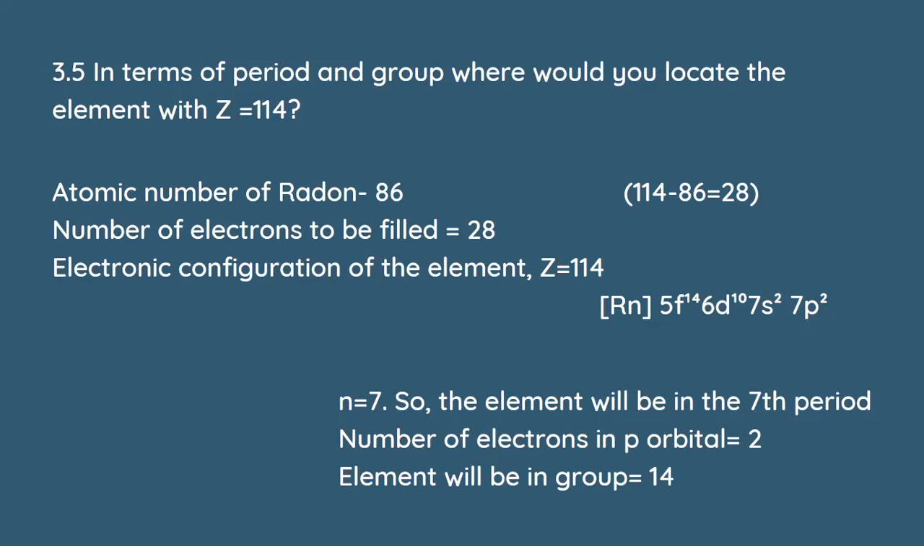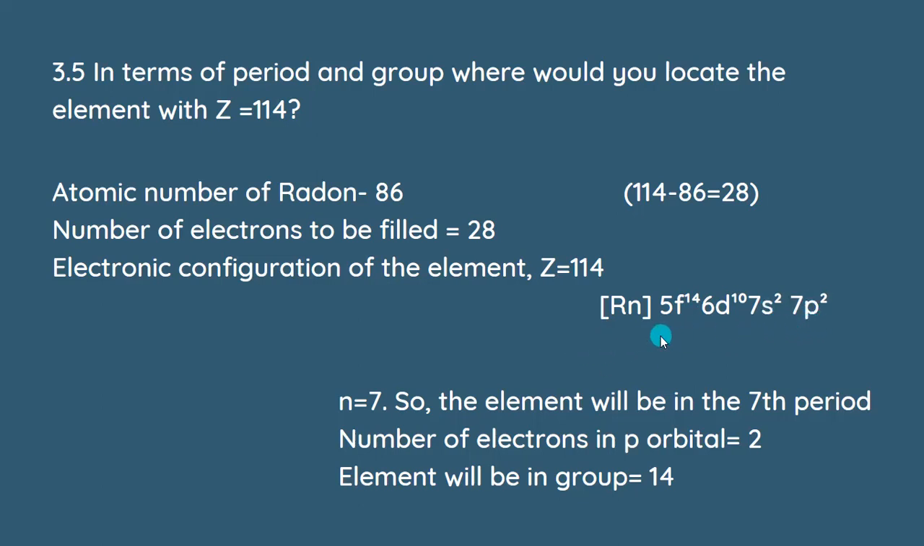which shell should be filled up, and you don't have to start from 1s2, right? So you need not fill 86 electrons. I mean, that's pretty taxing. So instead, you can just start from radon, whose 86 electrons are already filled, right? You have 28 electrons left. And since this element is in its seventh period, you have 7s2. Then, of course, you'll be filling up the 5f14, 6d10, and 7p.